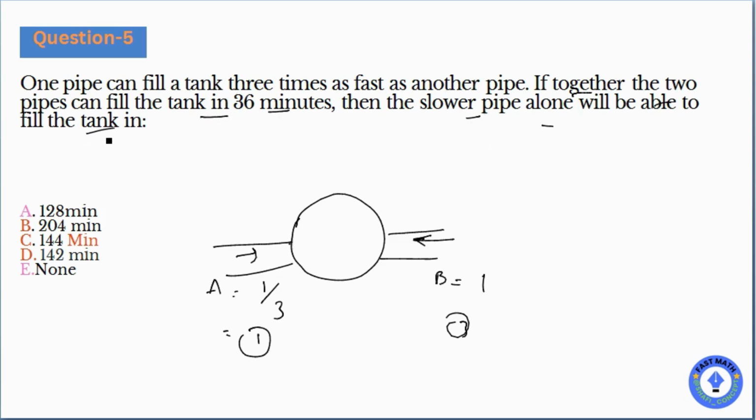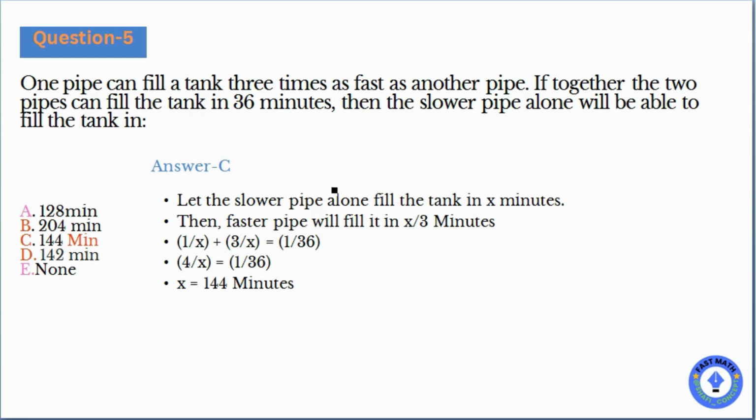What is the question asking? If both pipes are open, the tank fills within 36 minutes. If we go with the slower pipe B only, what will be the time to fill the tank entirely? Let's move to the answer part. Let us assume the slower pipe takes X minutes. Why do you have to assume in minutes? Because the problem is given in minutes, and even the answer is given in minutes. That's why you have to assume everything in minutes. Like in the second pipe, what is the first pipe?